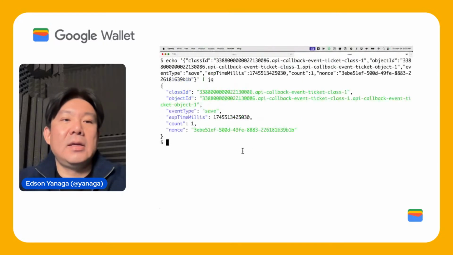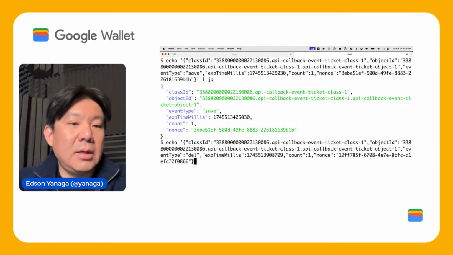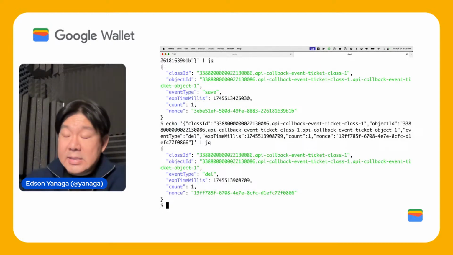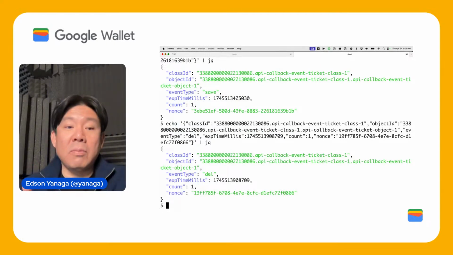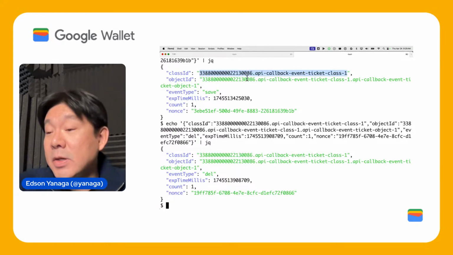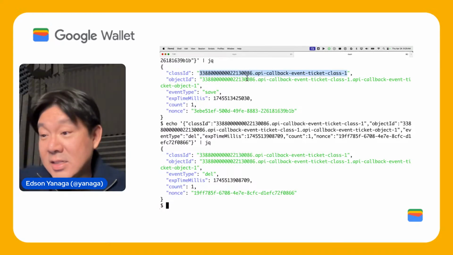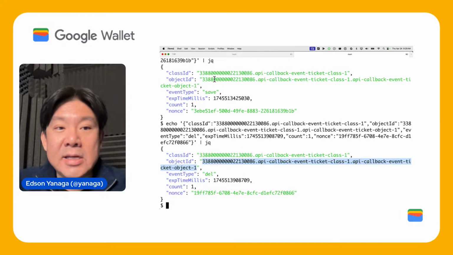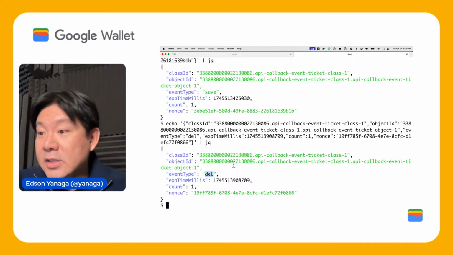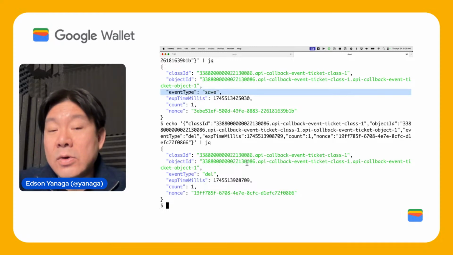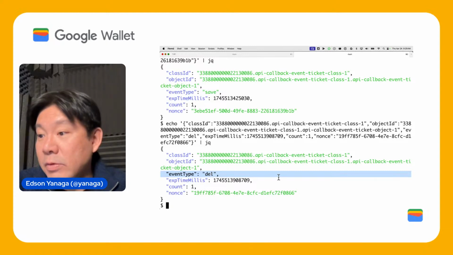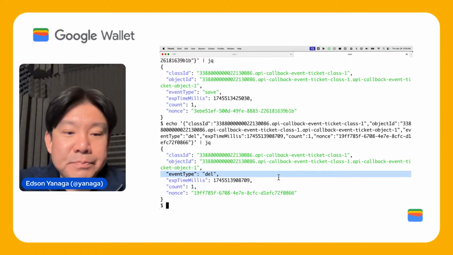Okay, so now I'm going to echo here. This is the second message that I received from the callback. And the difference here is that it's the same class ID that we used in the past because we added and deleted the same pass. It's the same object ID that we used before. And the most important difference is that the first event was a save event, and the second one is a delete event, which means that it was removed.